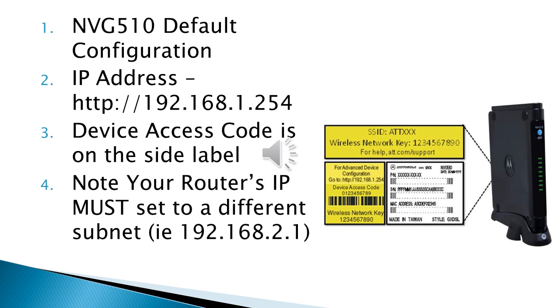Note, your router's IP address must be set to a different subnet. That means that you cannot use anything in the 192.168.1 subnet. Your router's IP must be set to a different subnet. I would suggest 192.168.2.1 or anything like that. You may use any other subnet than the .1 subnet.